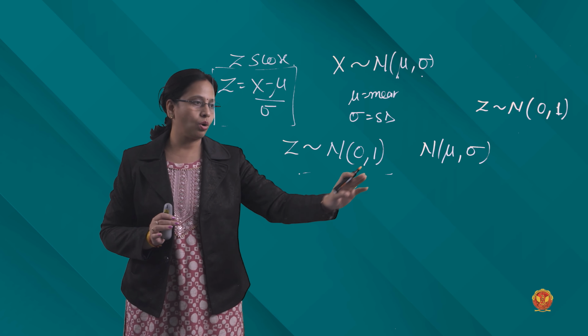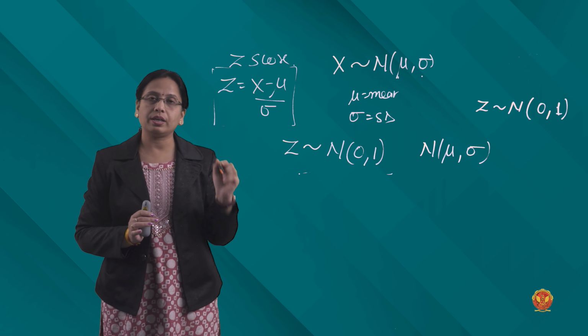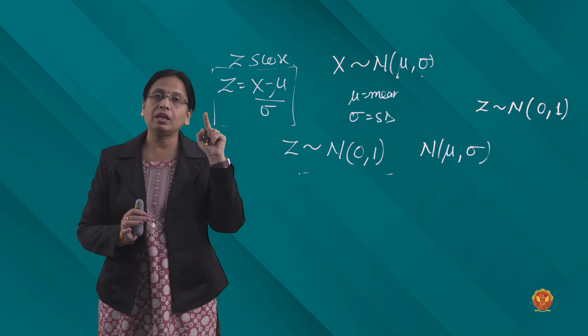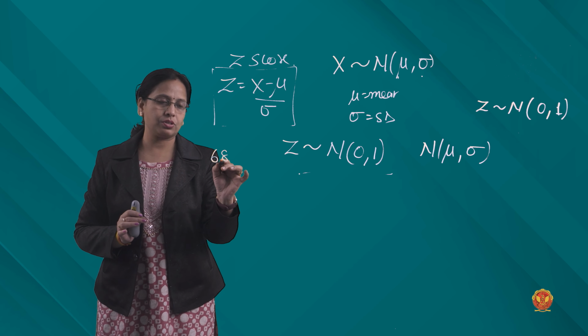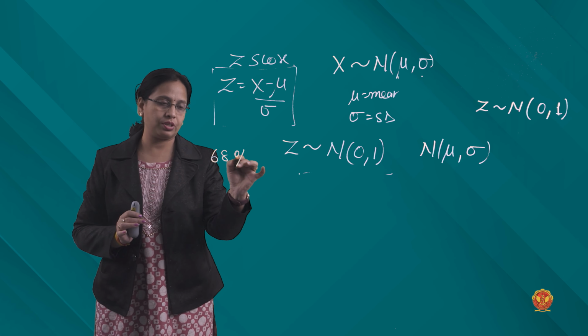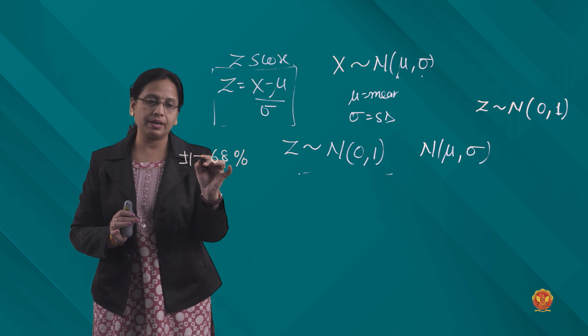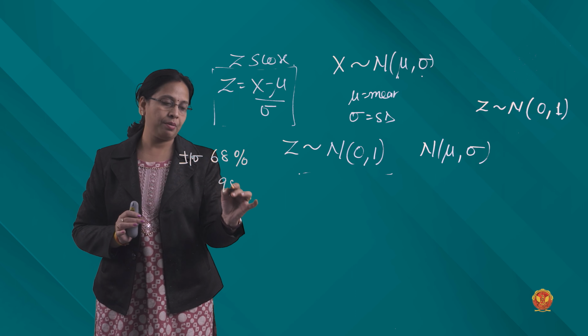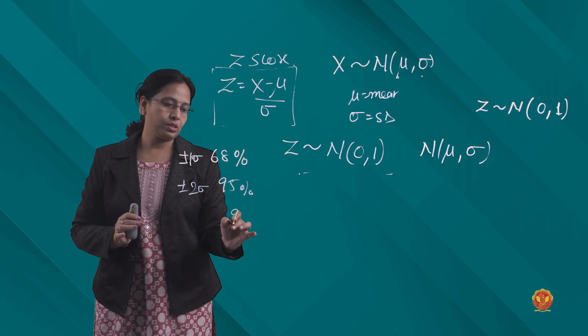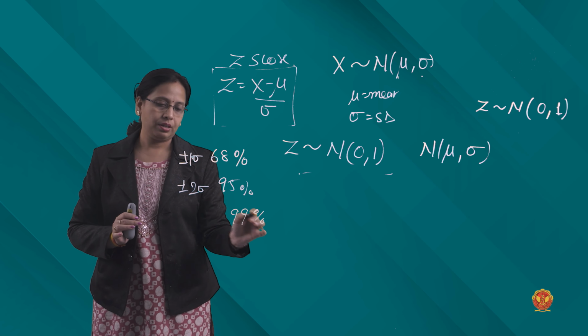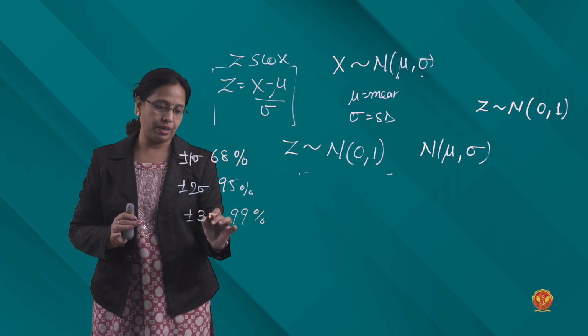So considering all this, one more important point that we have used is the empirical rule. About 68%, rounding off, for plus minus standard deviation 1. It is 95% for plus minus standard deviation 2, and around 99% for plus minus standard deviation 3.